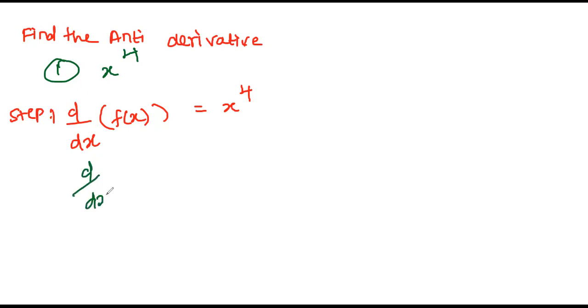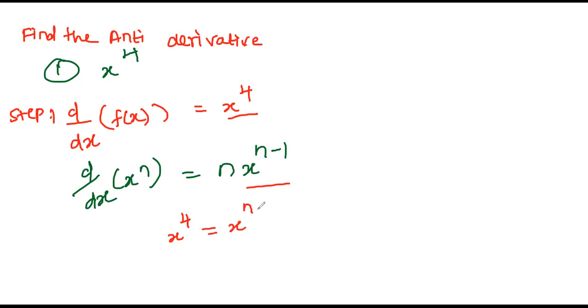And what is the power rule? d by dx of x raised to the power n is equal to n into x power n minus 1. So you have to compare this x power 4 to x raised to the power n minus 1. If I do that, the value of n minus 1 is 4 and the value of n is 4 plus 1, which is 5. So I found the value of n.